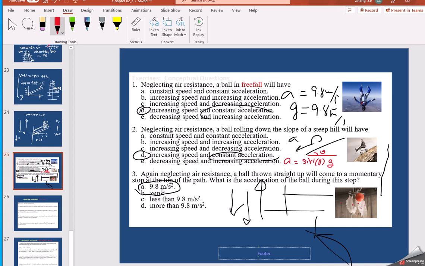On the third question, a ball is thrown straight up and comes to a momentary stop at the top. What is the acceleration of the ball during this stop? Once again, the gravitational acceleration for a projectile or something in the air always exists. So it's 9.8 meters per second squared. At the top, even though the velocity is 0, the acceleration is still 9.8 meters per second squared. And it is that acceleration that makes the velocity reduce to 0 and then accelerate downwards.